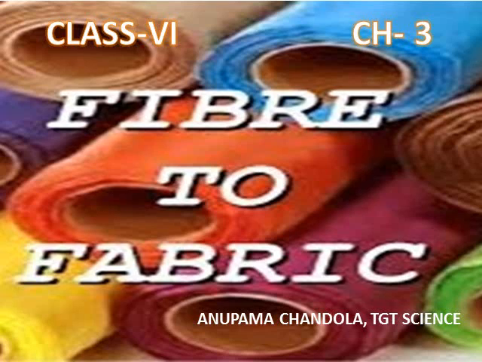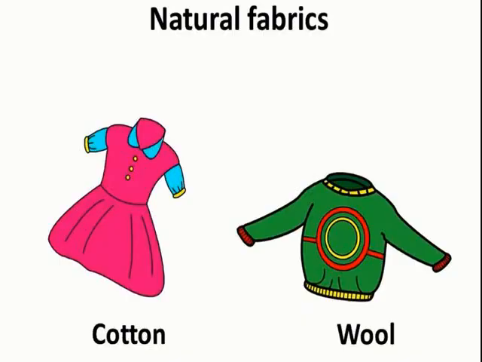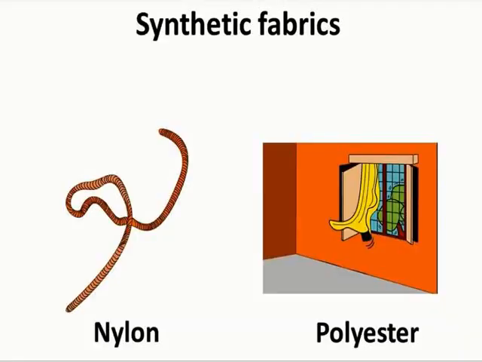Hello students, this is chapter number 3, Fiber to Fabric. In this chapter, we are going to learn about the various types of fabrics and how they are made. As we have already learned previously, the fabrics may be made up of natural fibers such as cotton or wool, or they may be made up of synthetic fibers such as nylon and polyester.